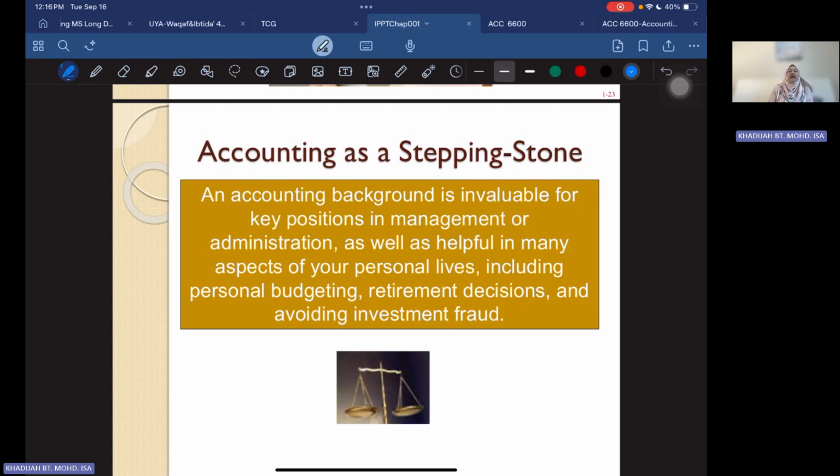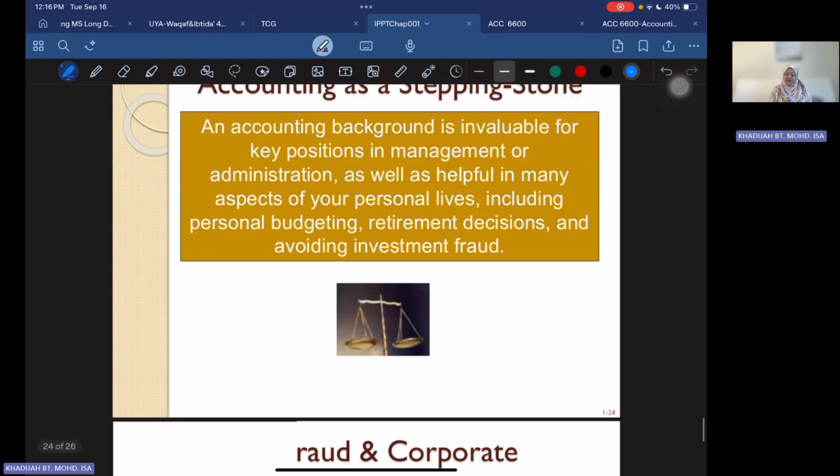It is also helpful in many aspects of your personal life. For example, you need to do a budget for your family. Start small from yourself, your family. All this requires financial knowledge, for personal budgeting, for your retirement decision, and even to avoid investment fraud.